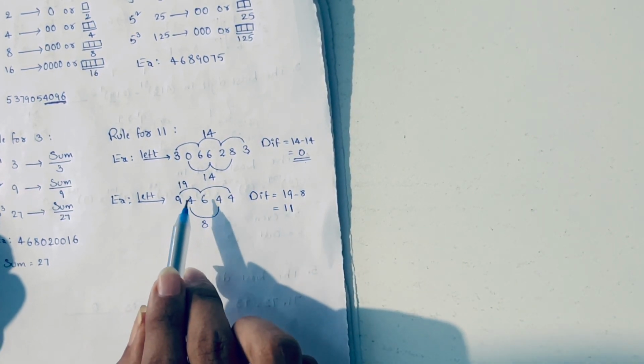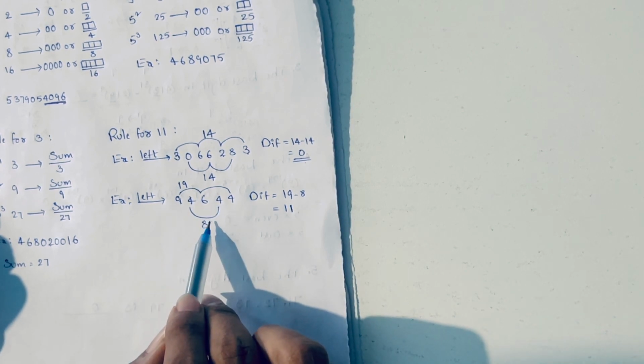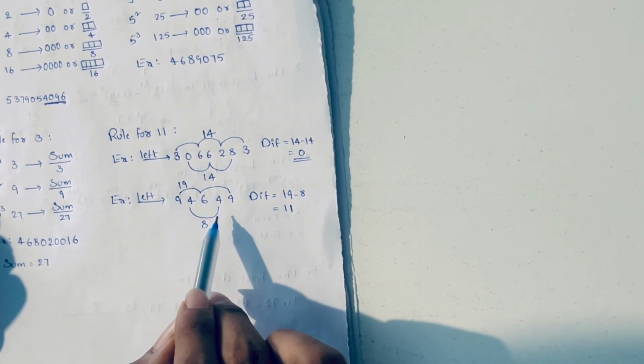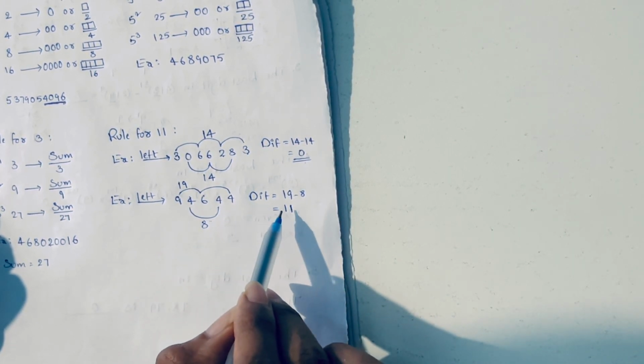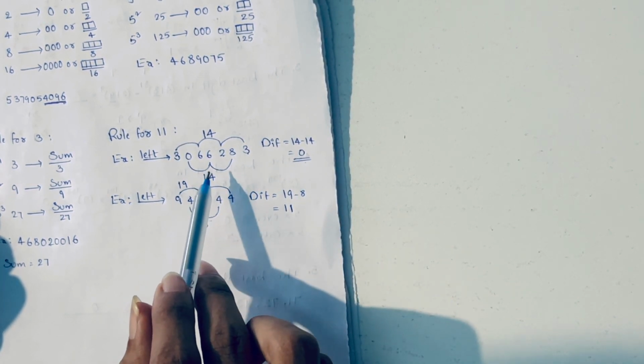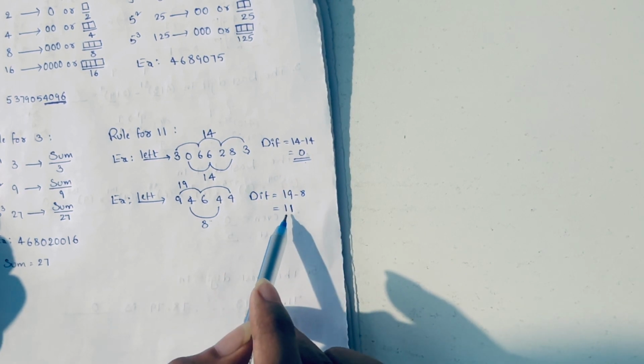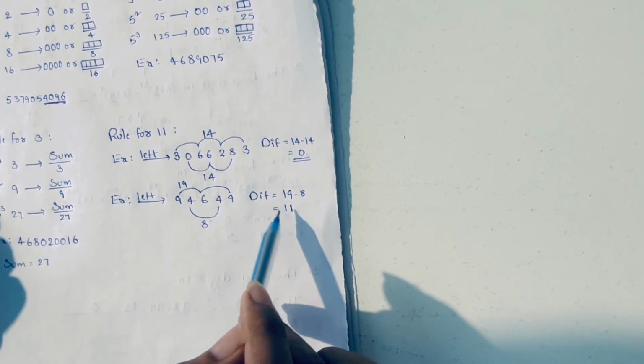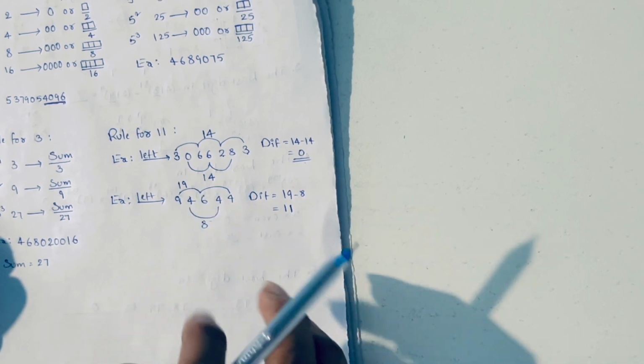That means you can consider this as A, this as B. You can do A minus B or B minus A, no matter which. If the difference is 0, in that case the number is divisible by 11, or else if the difference is a multiple of 11, in that case also this whole number is divisible by 11.